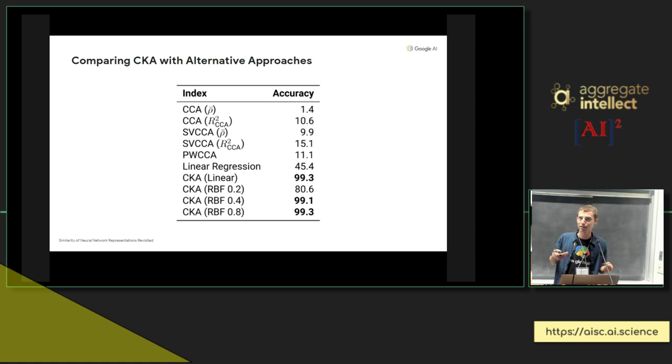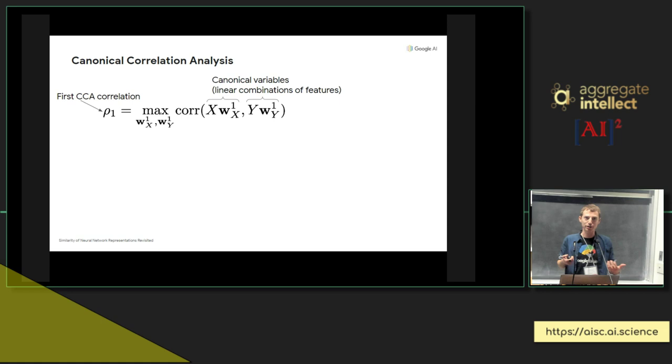And so you might be wondering, based on these results, what is canonical correlation analysis, and why have people proposed to use it previously to measure similarity between neural networks? And why does CKA seem to work so much better? Mathematically, there's actually a very nice relationship between canonical correlation analysis and CKA.